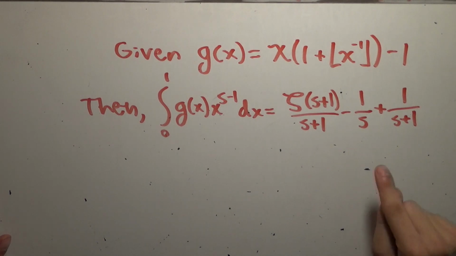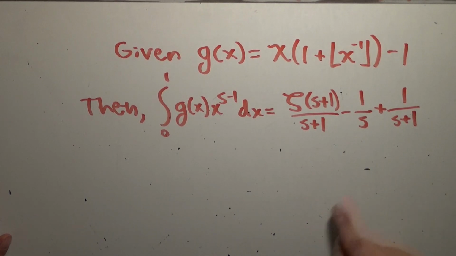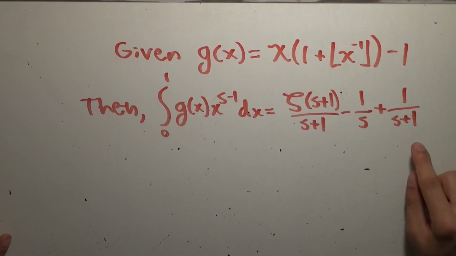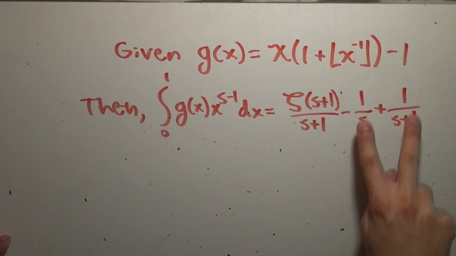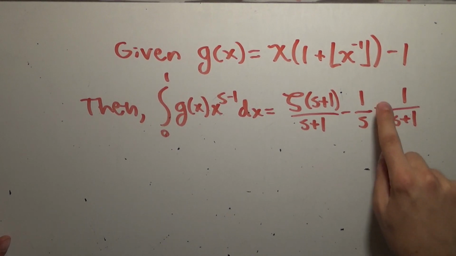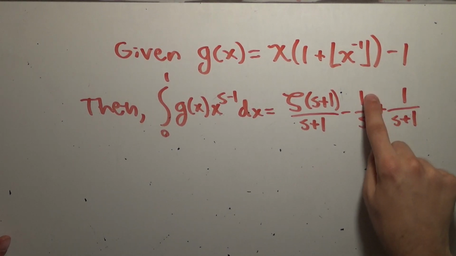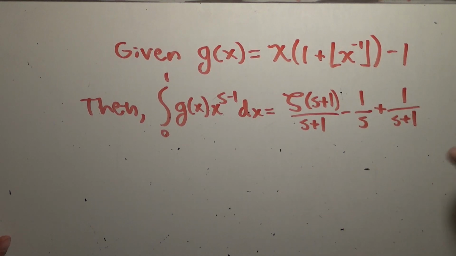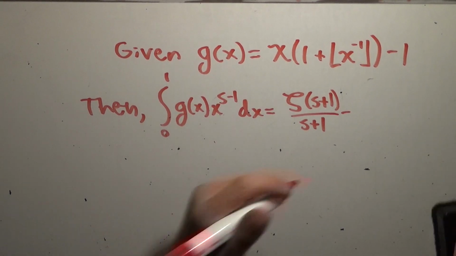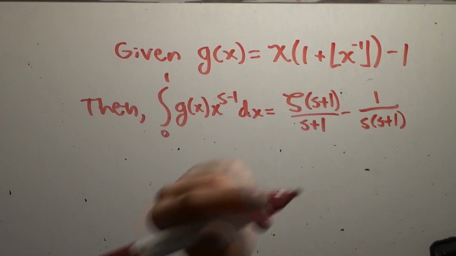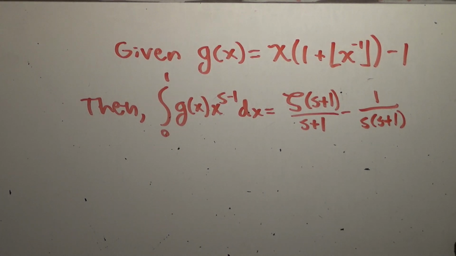Now, this is not what the Wikipedia article says. So we can actually simplify this a little bit. We have to multiply the top and bottom of this by s plus 1 and the top and bottom of this by s. So we'll get minus s minus 1 plus s, so the s's will cancel, and we'll get minus 1 divided by s times s plus 1. Right? But this is not what the Wikipedia article says it will be equal to.